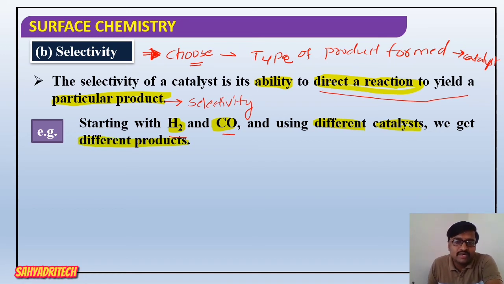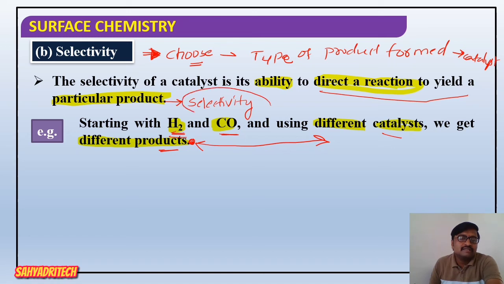So what is the example I am specifying? Here reactants are common, hydrogen and carbon monoxide. If you use a different catalyst, we are getting different product. It means the type of product formed, who is going to decide that? Yes, the catalyst is deciding the type of product formed. So that ability of catalyst to direct a reaction to yield particular product is called its selectivity.